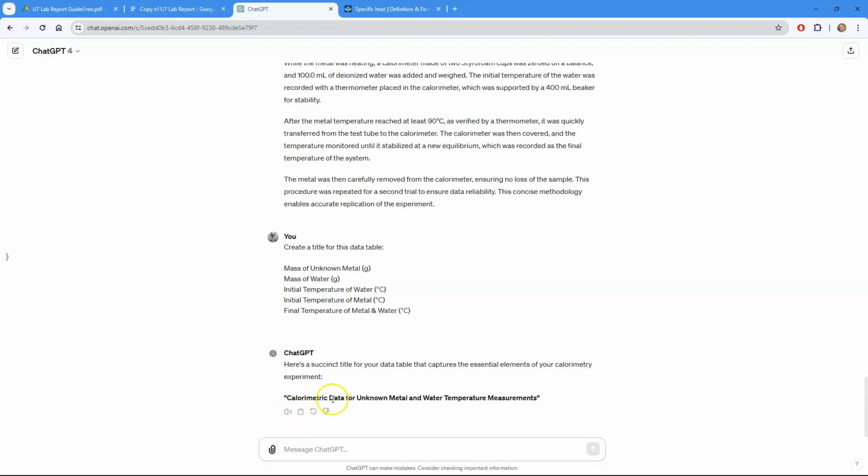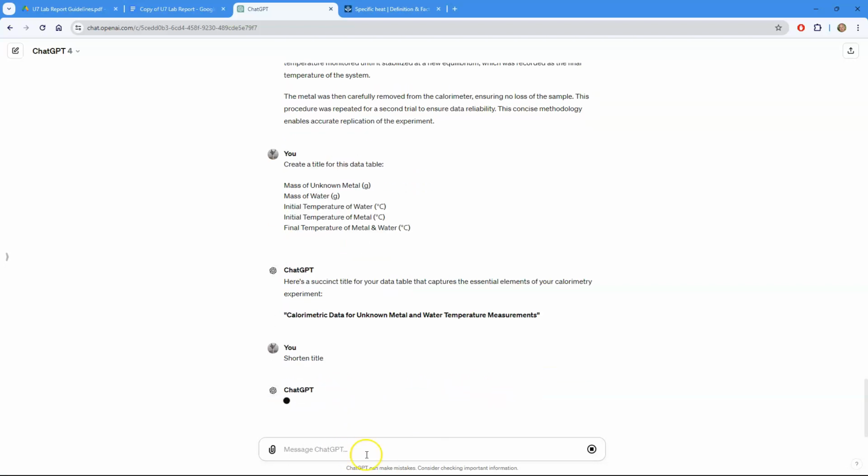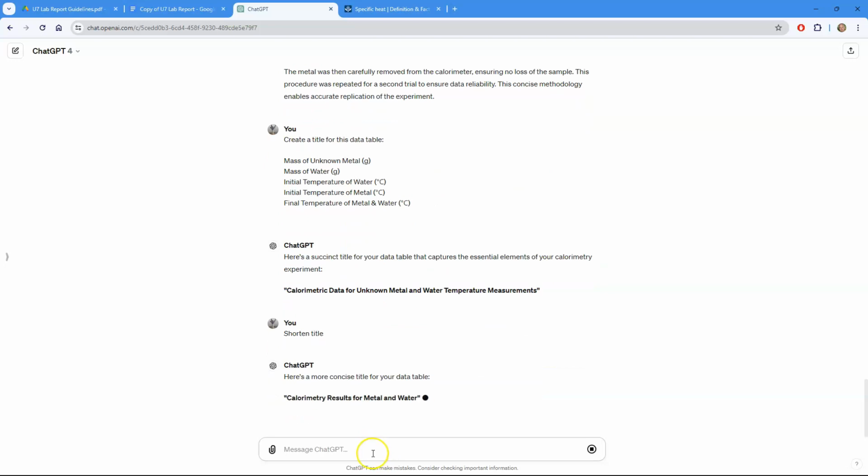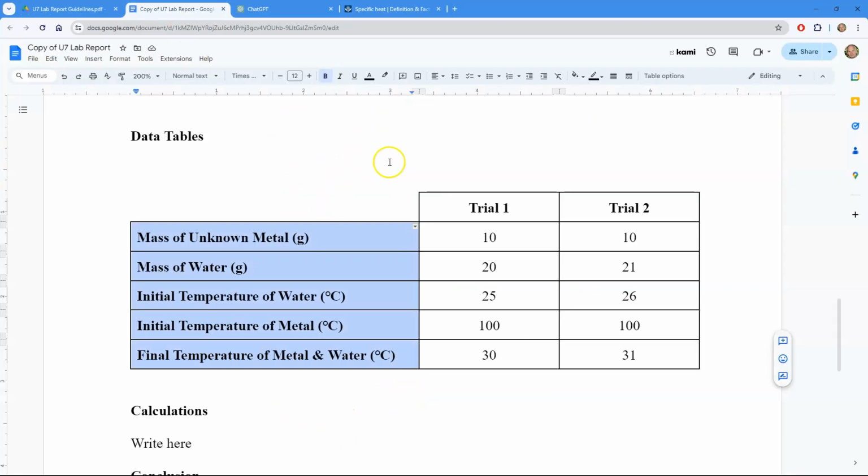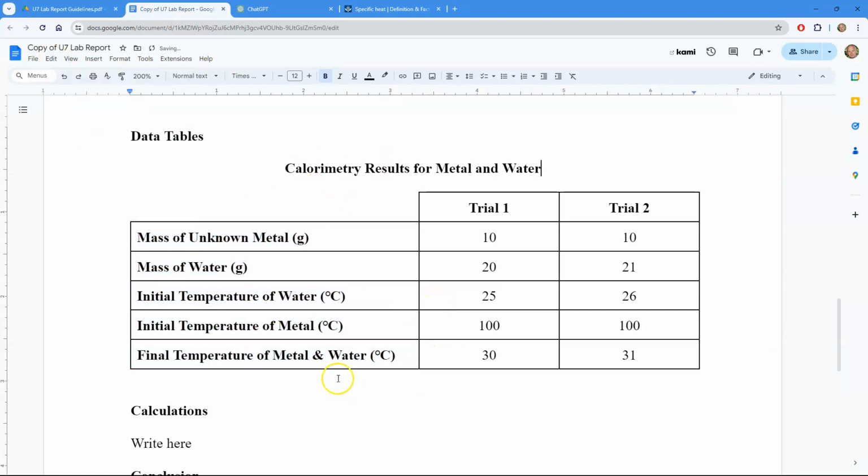So it says calorimetric data for unknown metal and water temperature measurements. It's kind of lengthy, so I might ask it to shorten the title. There. That works. It's okay. Not great, but it's okay. Perfect. So calorimetry results for metal and water.